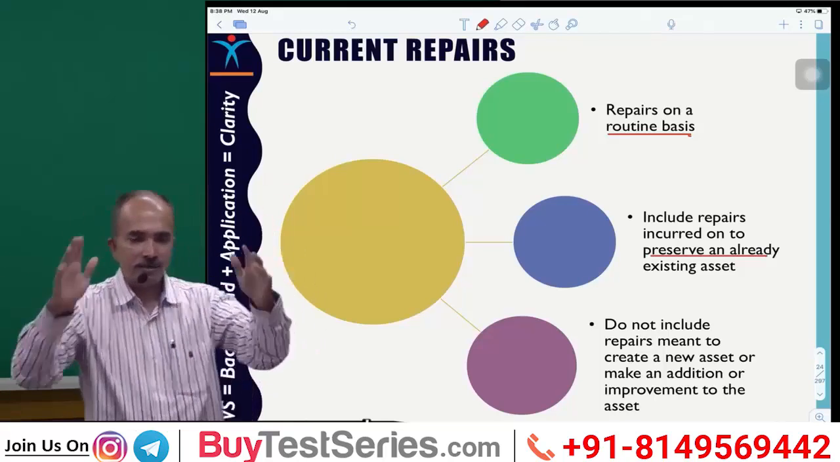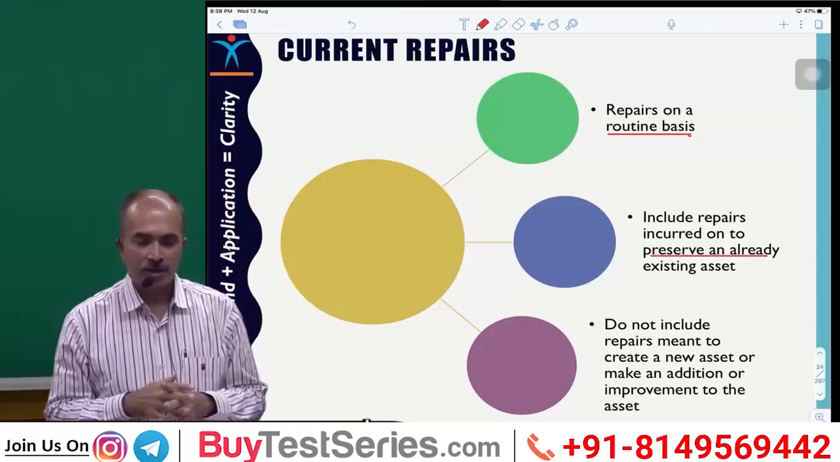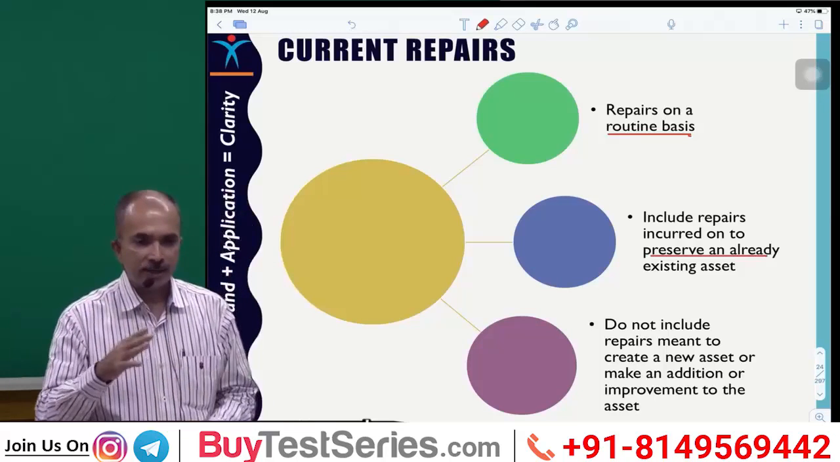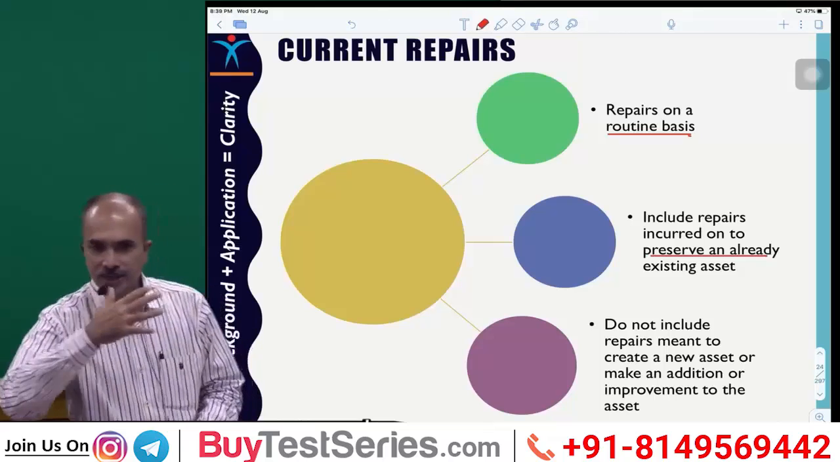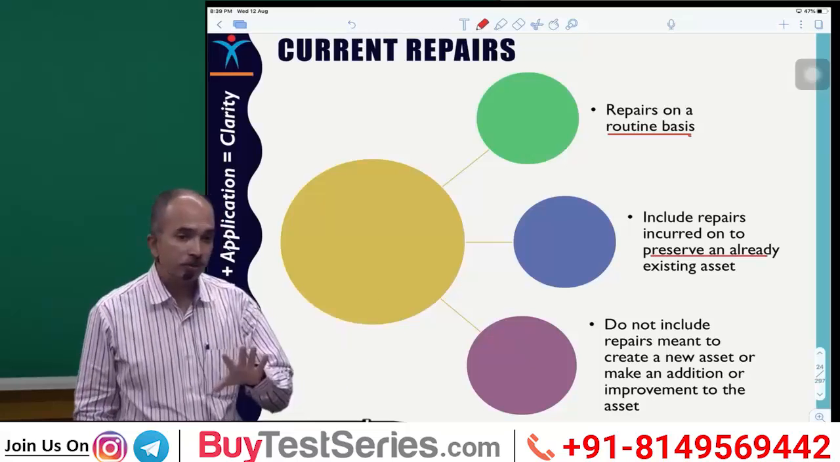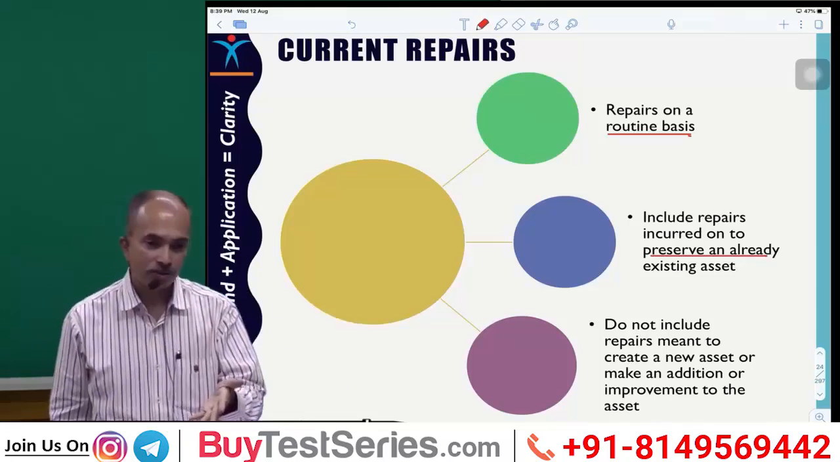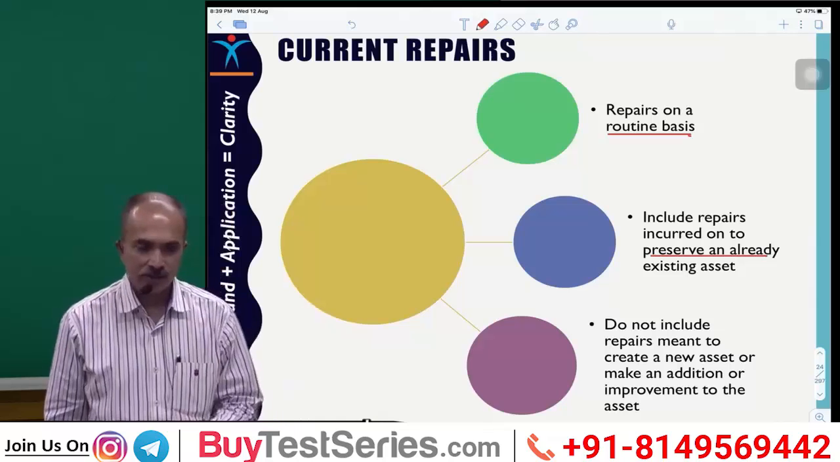For example, I have a factory shed, 10,000 फुट का शेड है. Now, this year I expanded by 4,000 square feet, or the existing shed I expanded. Can I classify it as current repairs? No. It is an addition to the asset. It is not merely a repair.